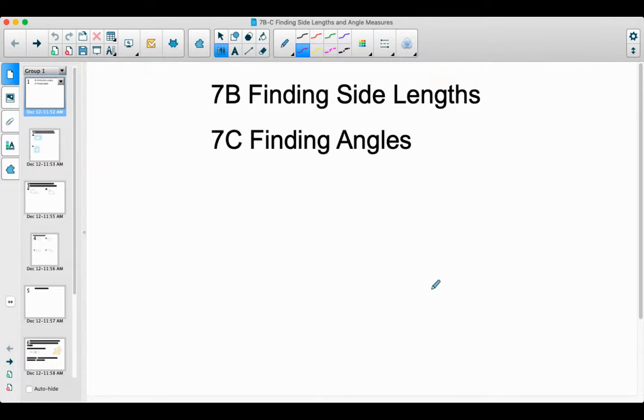Okay, today we're going to take a look at 7b and 7c. So 7b is finding side lengths with trigonometry, and 7c is finding angles. So if you recall our trig functions, sine, cosine, and tangent, a way to remember it is SOHCAHTOA.